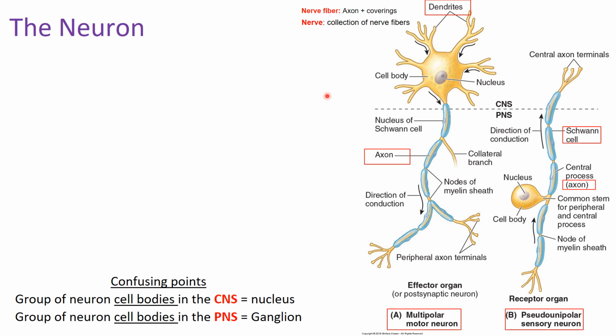Some other quick definitions: a nerve fiber is the axon plus its coverings. So that's going to be the axon plus the myelin sheath. A nerve is a collection of nerve fibers bundled together.